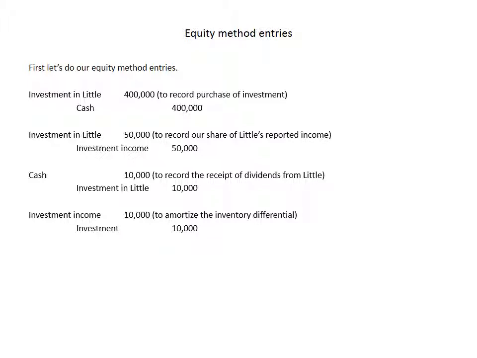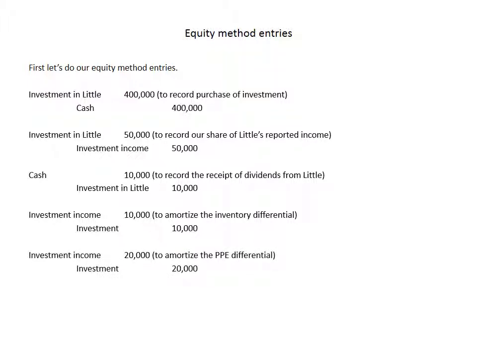entry. From the balance sheet perspective, we say, look, of our investment balance of $400,000, $10,000 of that was for this additional inventory value. By the end of the year, that inventory is gone, so we have to reduce our investment by $10,000 because that portion of our investment asset no longer exists.